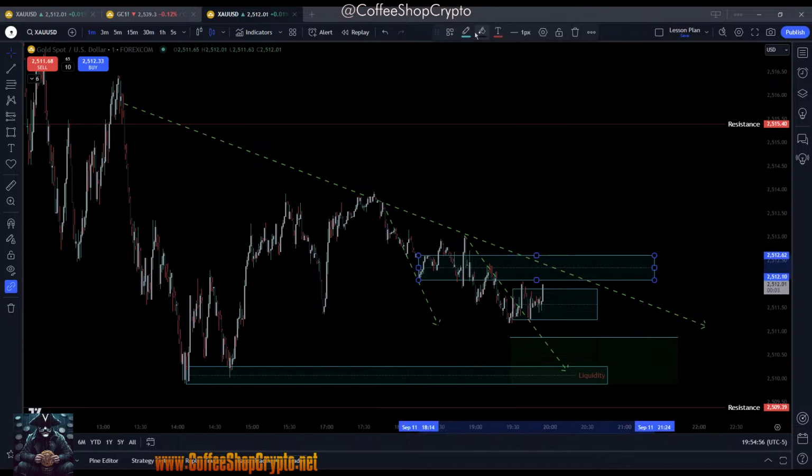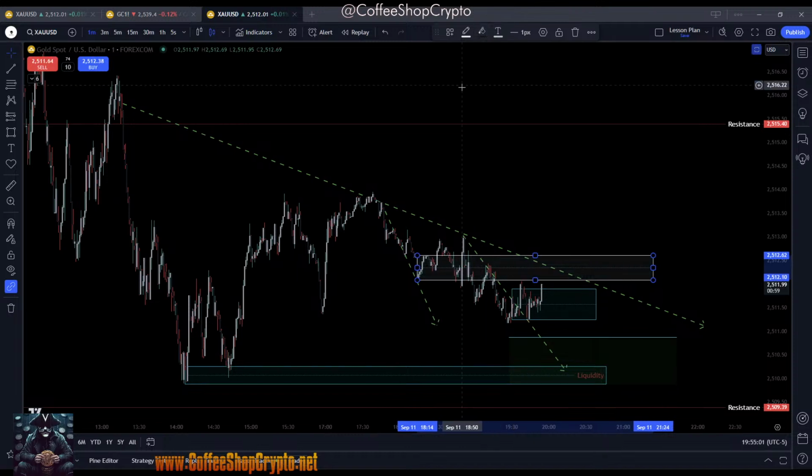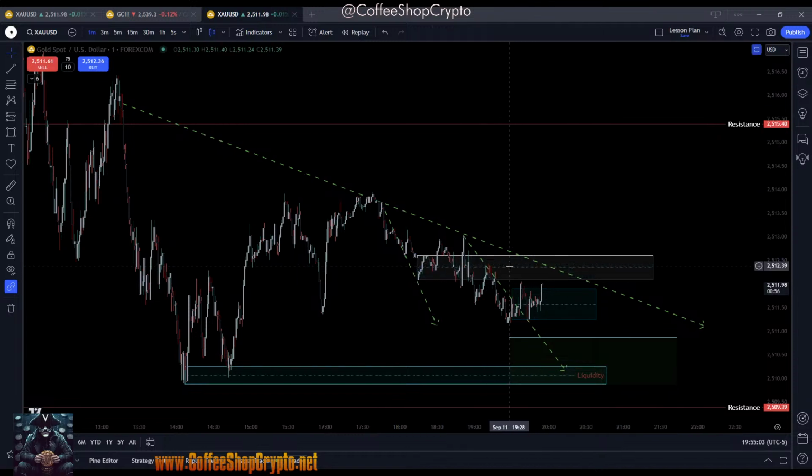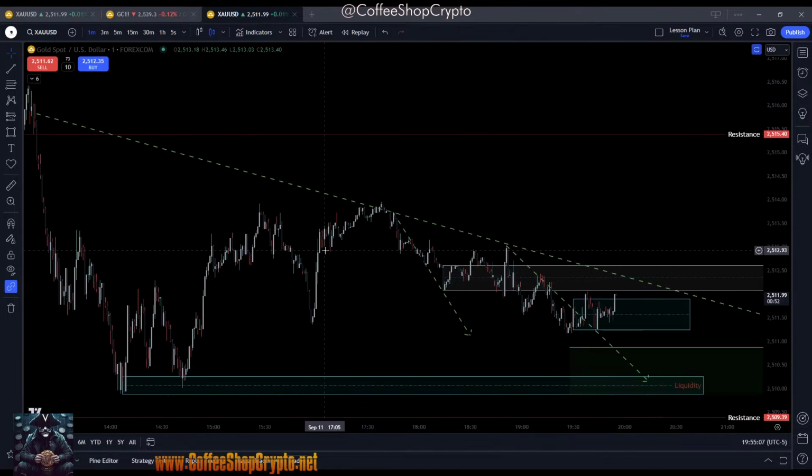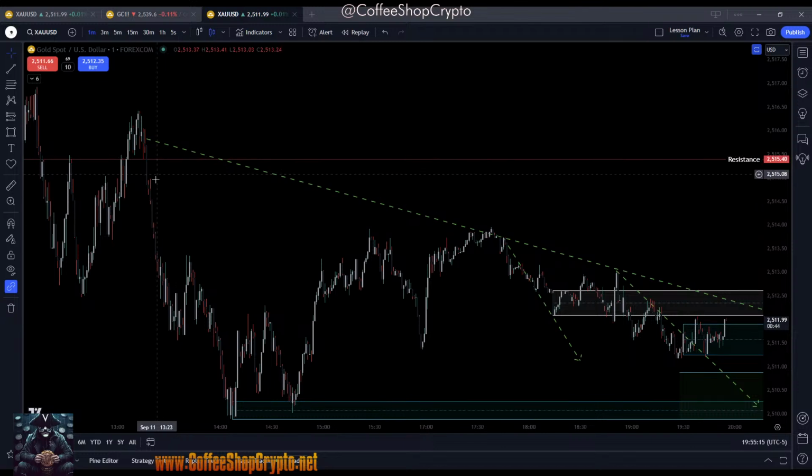So let me color this for the range. White, white. All right, background, white. There we go. So this is going to be ranging area. I don't want to do anything inside this. Let's see here. Support became resistance. All of this is still left open.